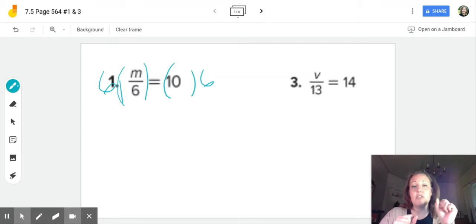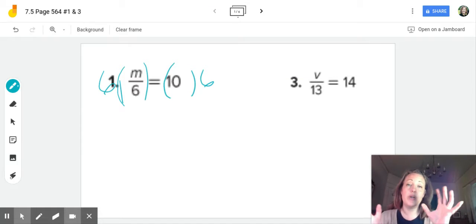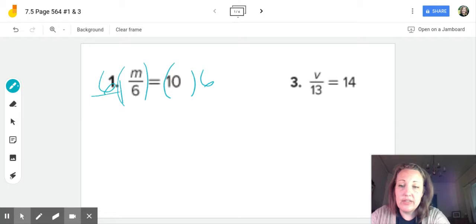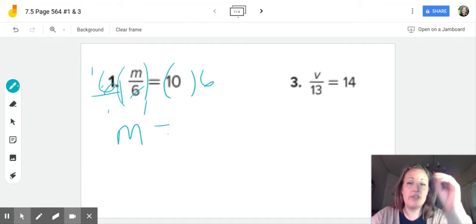Remember, as long as you do the same thing to each side of the equation, it remains equal. And this is the multiplication property of equality and the division property of equality, right? Because look, 6 over 1 times m over 6, 6 and 6 are both divisible by 6 and they become 1. So we're just left with m. And that's what we're doing. We're trying to isolate the variable. That's why we're doing all this inverse stuff.